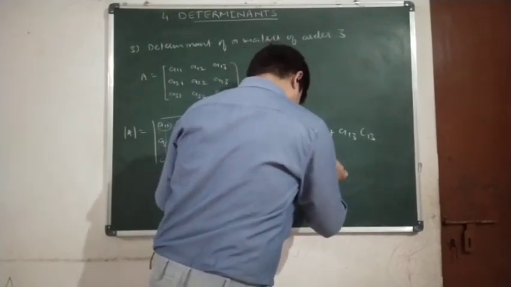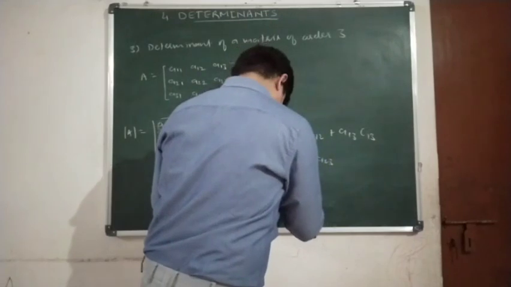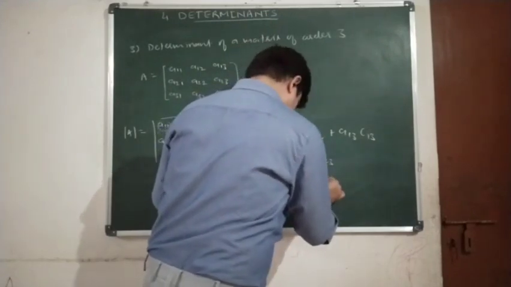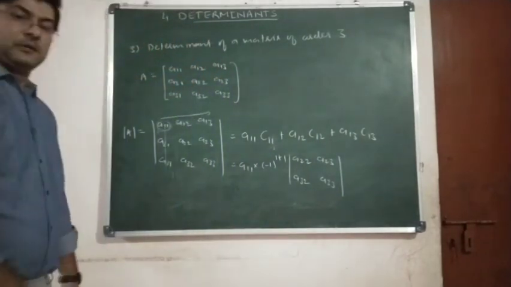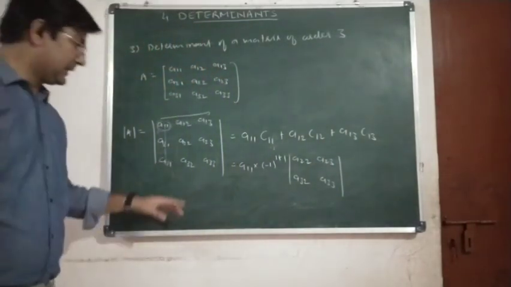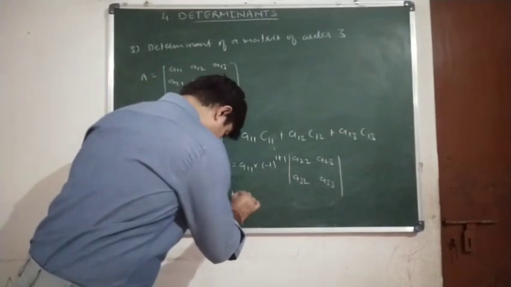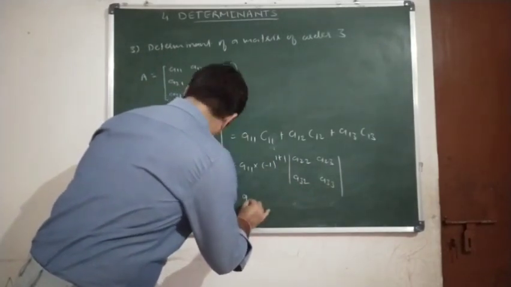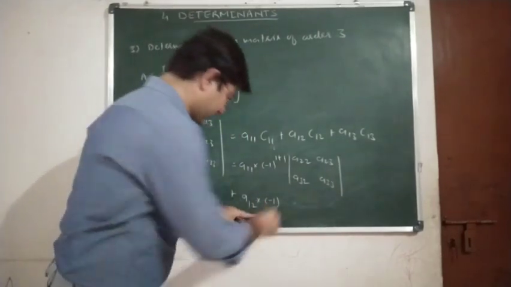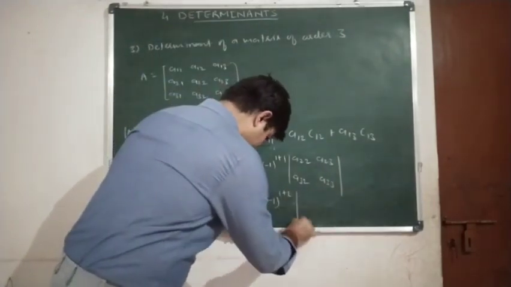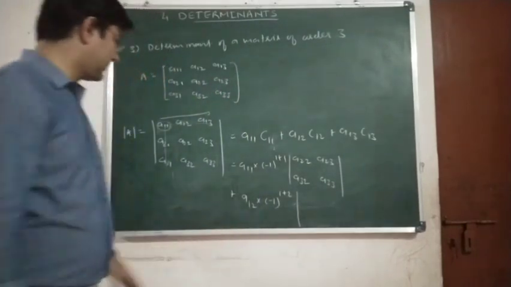A22, A23, A32 and A33 in this. Clear? Again, the second element we will take, plus A12 into minus 1 raised to 1 plus 2 into, now let us take the determinant.